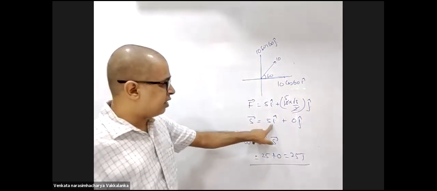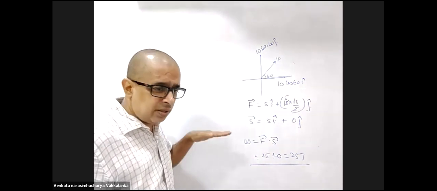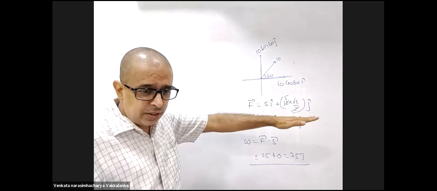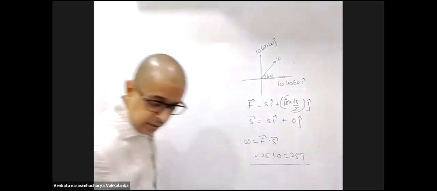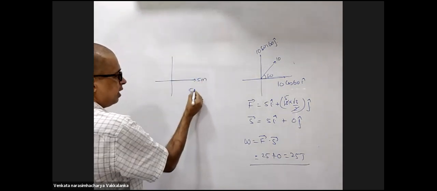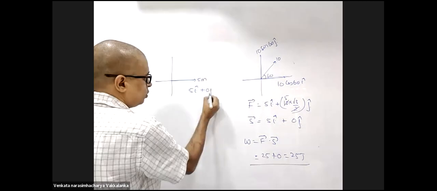Somebody is asking why you have taken displacement as 5 i cap. It is given in the question that the displacement was in this direction. If I tell you I have moved in this direction by 5 meters, how will I write it? As 5 i cap plus 0 j cap.